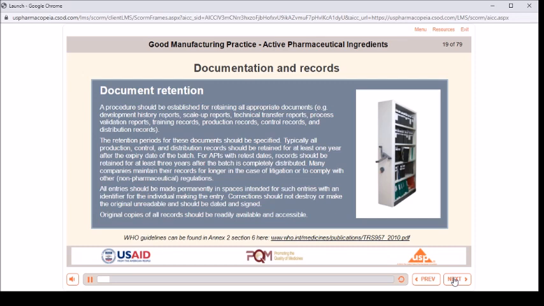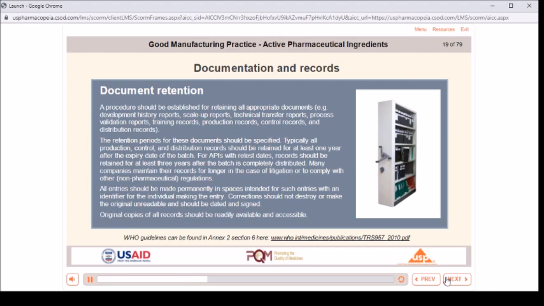Documentation and records. Document retention. A procedure should be established for retaining all appropriate documents, e.g., development history reports, scale-up reports, technical transfer reports, process validation reports, training records, production records, control records, and distribution records. The retention periods for these documents should be specified.